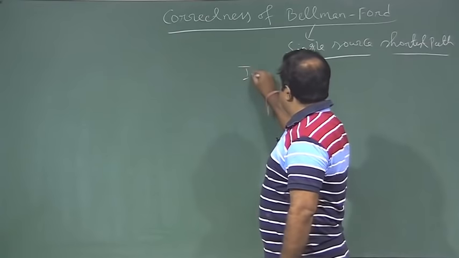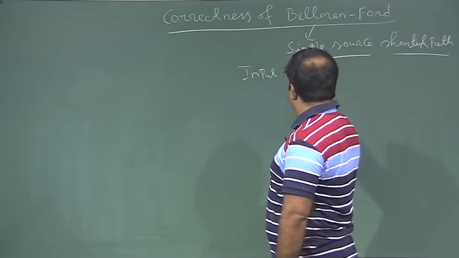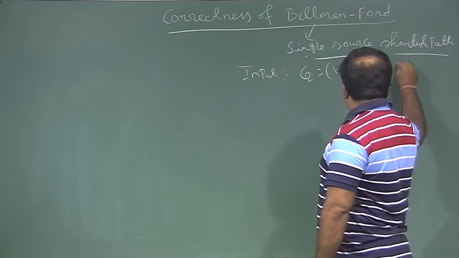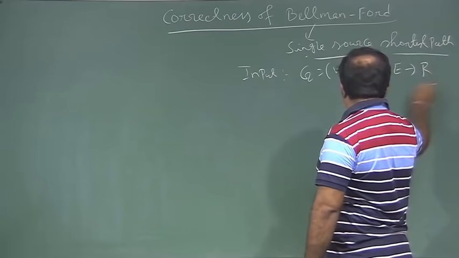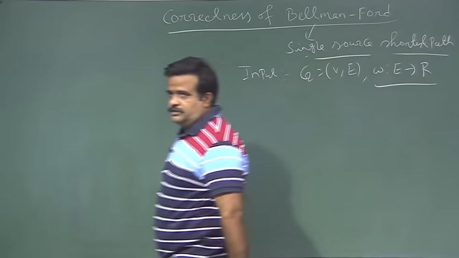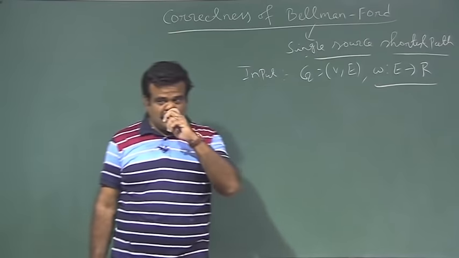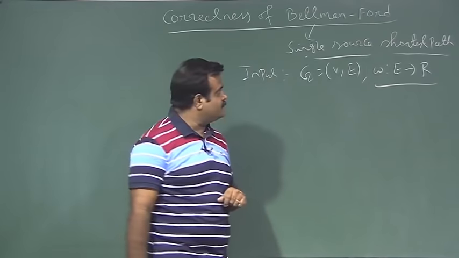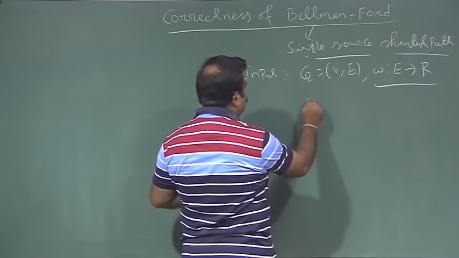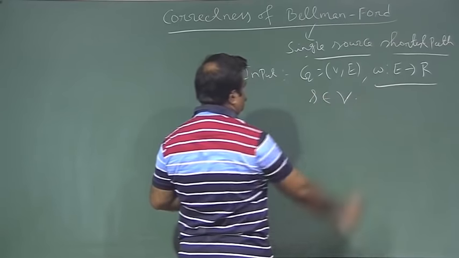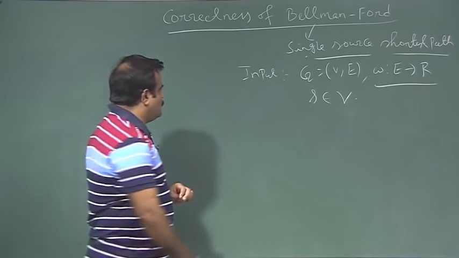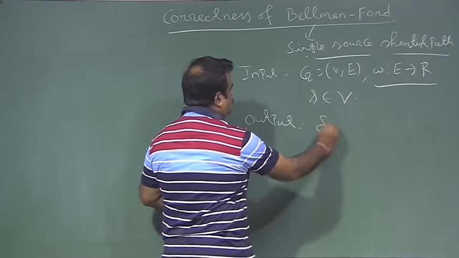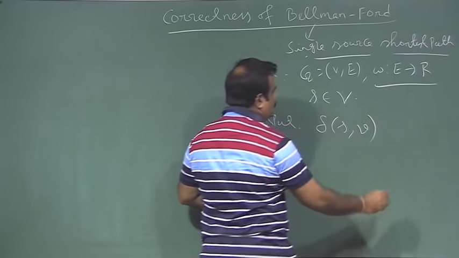So the input is a graph, a directed graph, and a weight function, and here we have no restriction of positive weight. So we are allowing negative weights. So there is a chance of a negative cycle, but our algorithm can handle that. And we have a source vertex, which is also another input, and the output will be delta of s comma v.